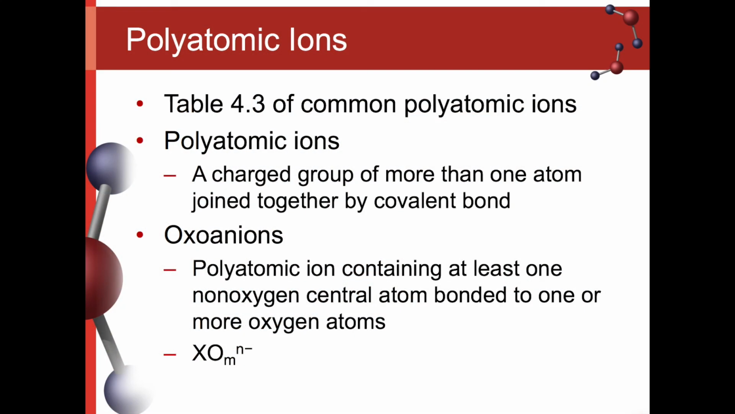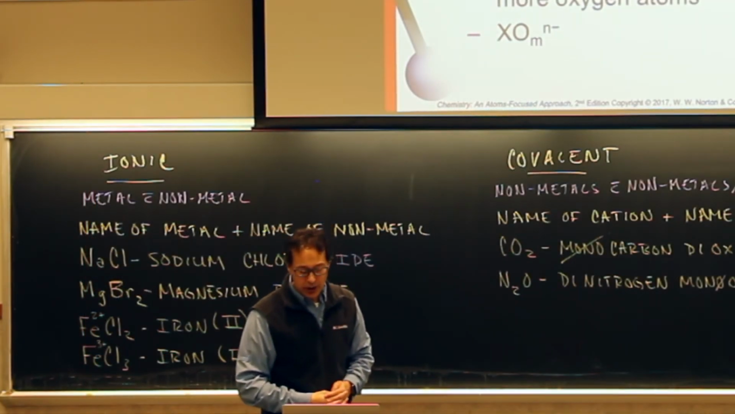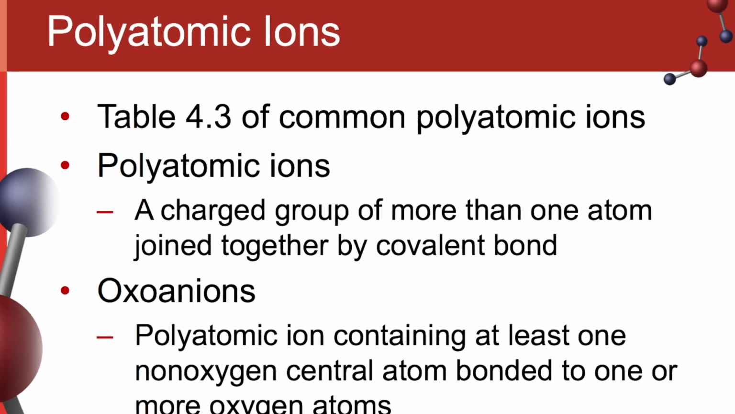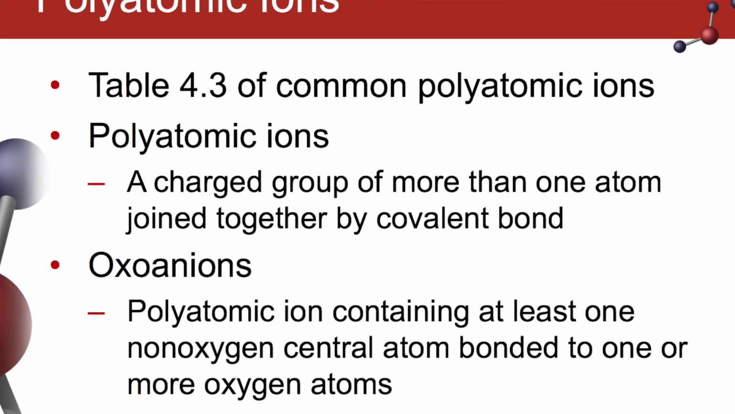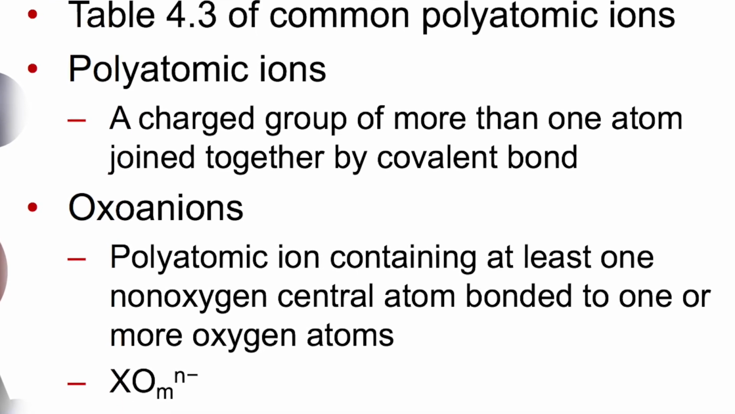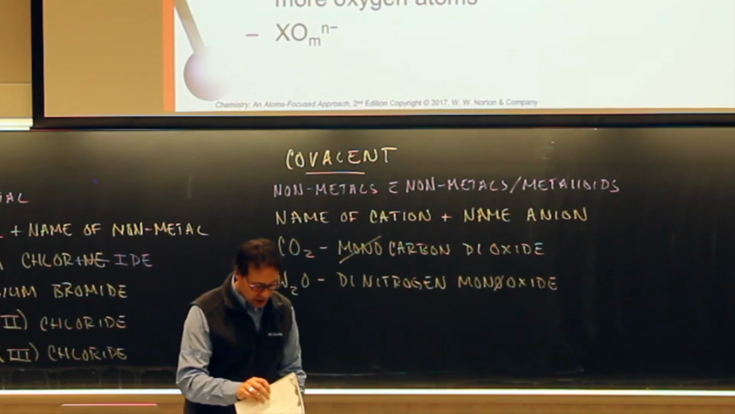Now, in your textbook, we have some things where atoms come together and form ions. We call these polyatomic ions. So this is multiple atoms coming together and forming ions. There's a whole list of them, and I'll show these to you in just a moment. And then we have these things called oxoanions. Oxoanions have oxygen attached to some element, but different numbers of oxygen. Let me give you some examples.